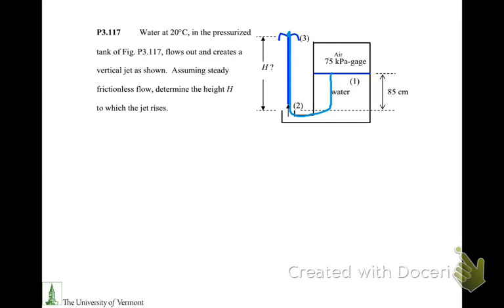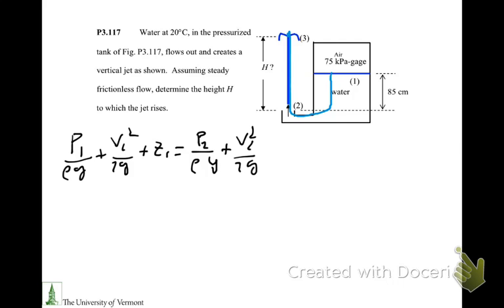With this streamline, we're going to write, using the height form of the Bernoulli equation, P1 over rho g plus V1 square over 2g plus Z1 is equal to P2 over rho g plus V2 square over 2g plus Z2, is equal to P3 over rho g plus V3 square over 2g plus Z3.